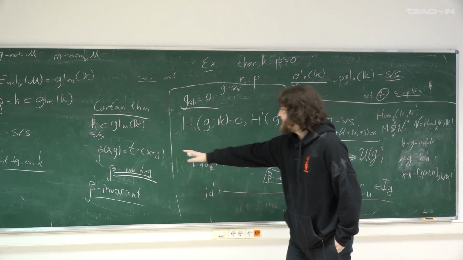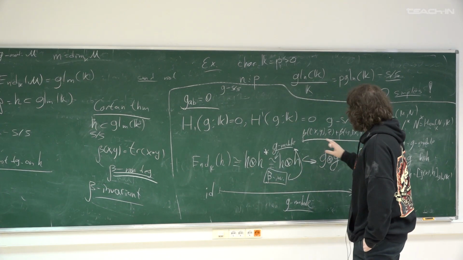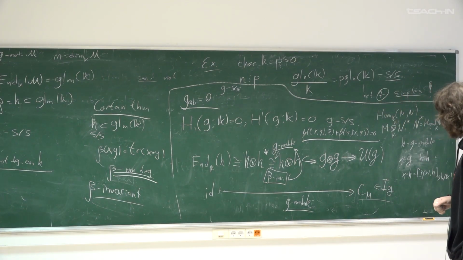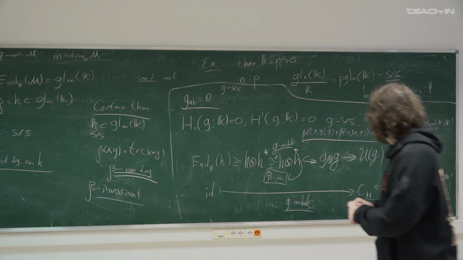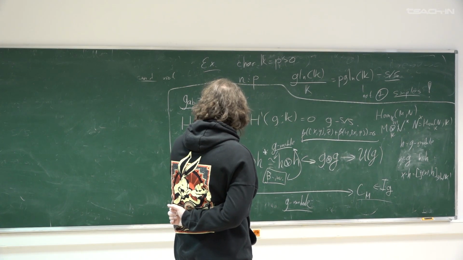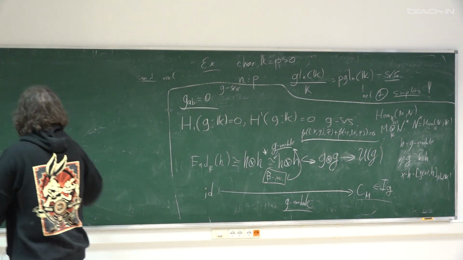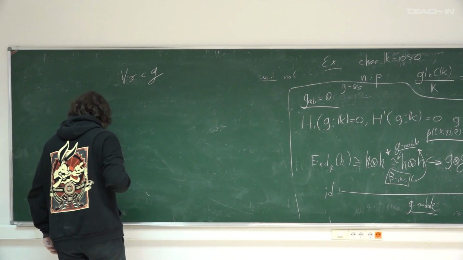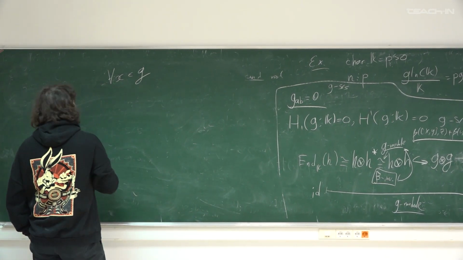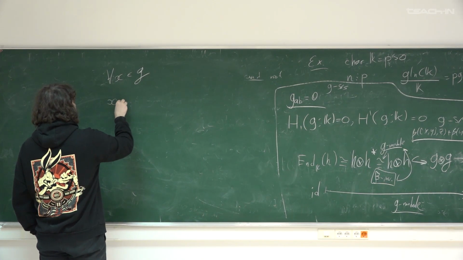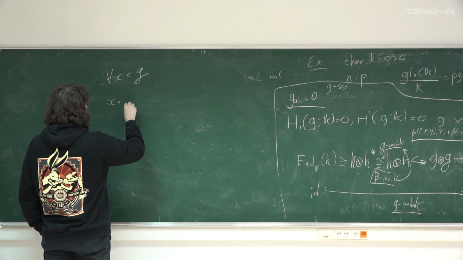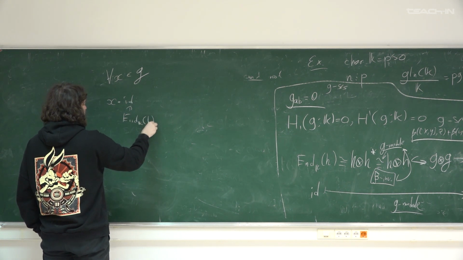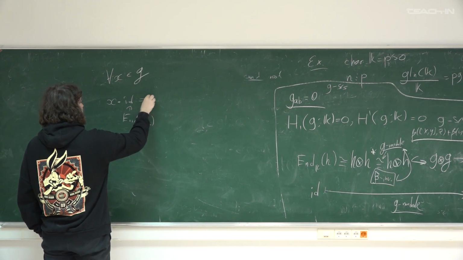You can easily check that in this situation, if you have this invariance, then this is the map of G modules. From this, we obtain the following: for any x from G, if we consider this action x on identity in the endomorphism module of H, this of course is 0.